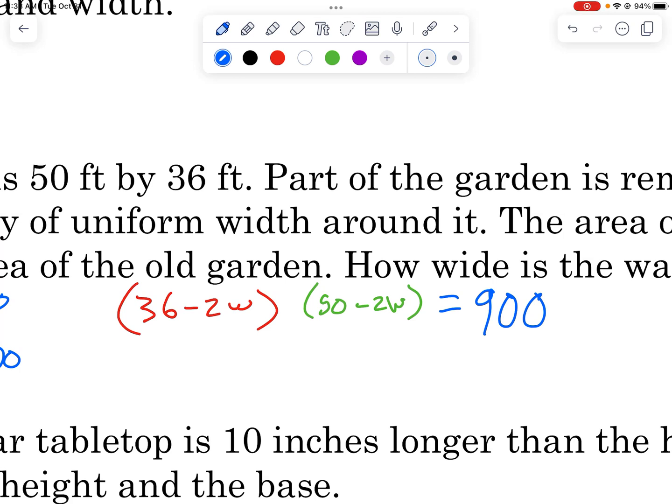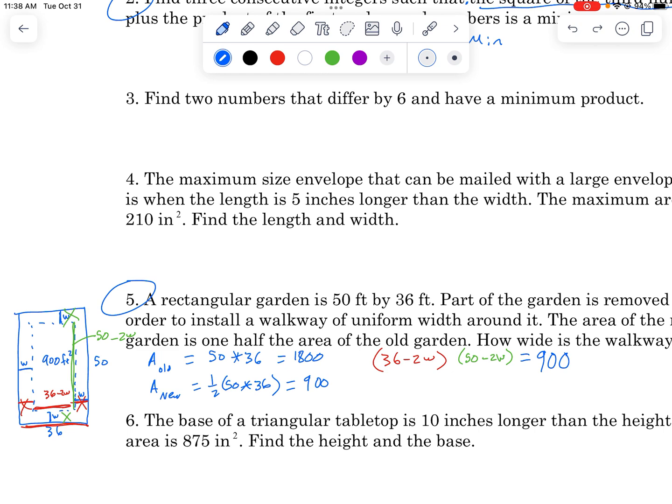We got the base length there, which is 36 minus 2W. And then we got the height part there, which is 50 minus 2W. And W is just how wide the walkway is. And it's going to multiply, and it's going to equal 900. We're not solving this right now, but we are writing the equation. So here's our equation. We got it written out.